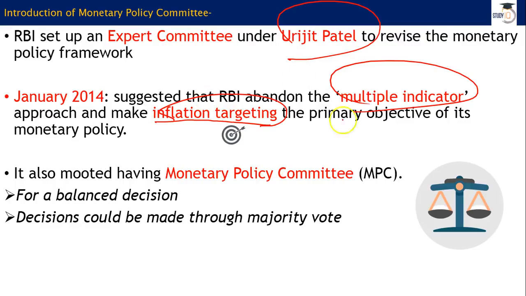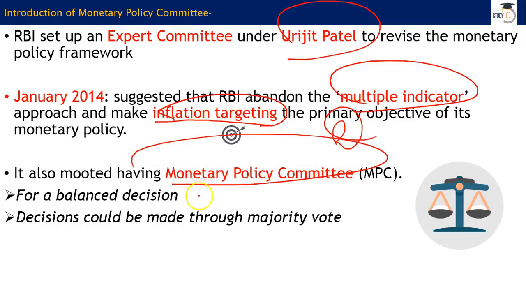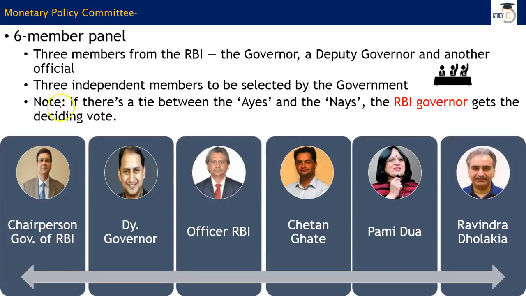So it was decided. And the second and one of the most important bits here is it also recommended constituting this Monetary Policy Committee, MPC. You have 6 members at present in this MPC. 3 members are from RBI. You have the chairperson of this MPC, who is the RBI governor. At present it is Urjit Patel. Then you have the deputy governor as a member, and then you have one officer from RBI, and then you have 3 members. They are recommended by the government.